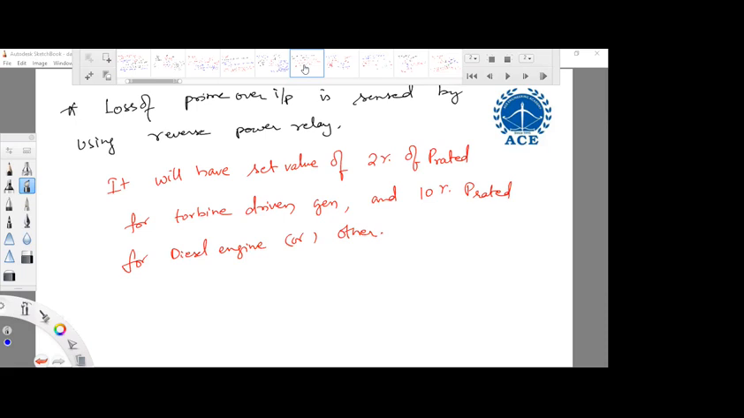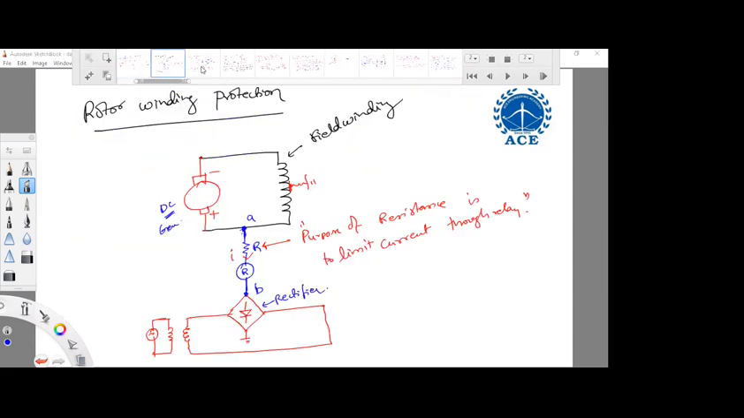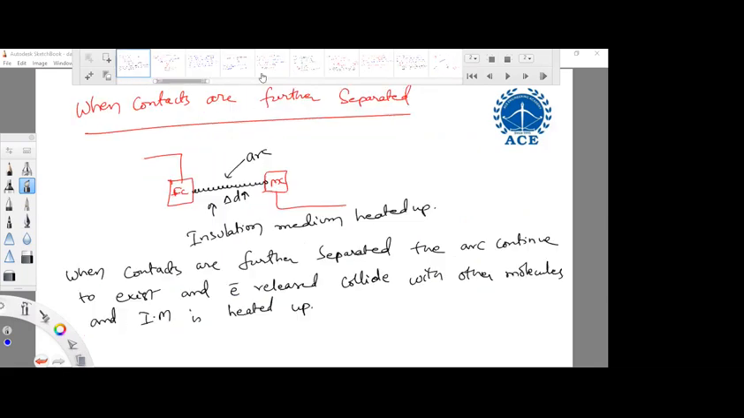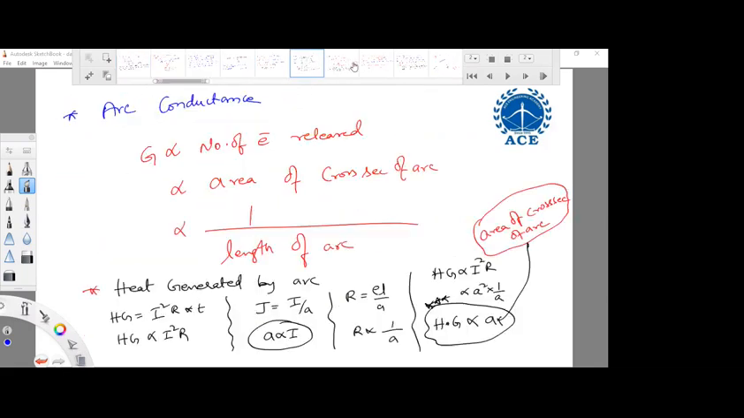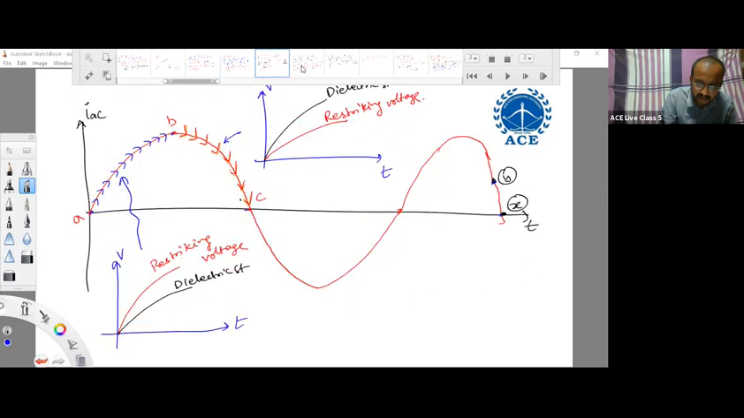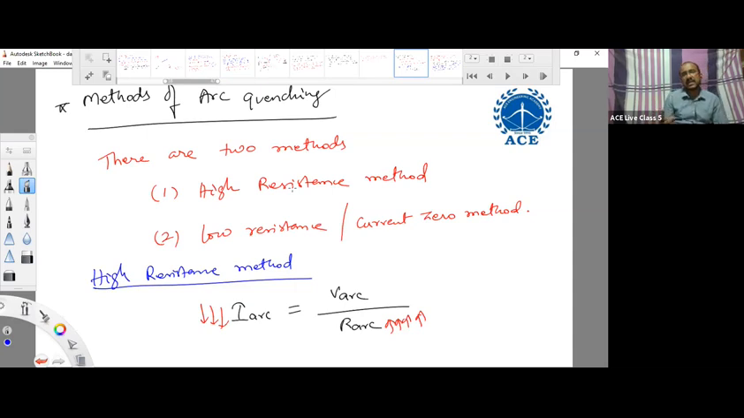Okay, sir. Sir, once explain the cooling arc method in high resistance. Cooling arc method. కూలింగ్ ఆర్క్ మెథడ్ అది ఎక్కడ ఉన్నాం? High resistance arc. So there are two methods. One is the high resistance method and the other is the low resistance method or current zero method.